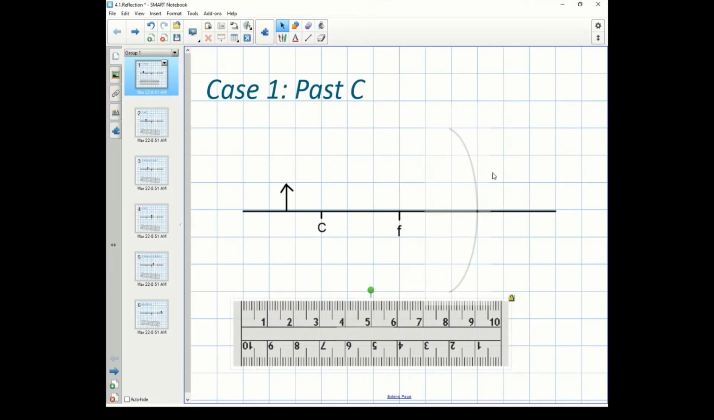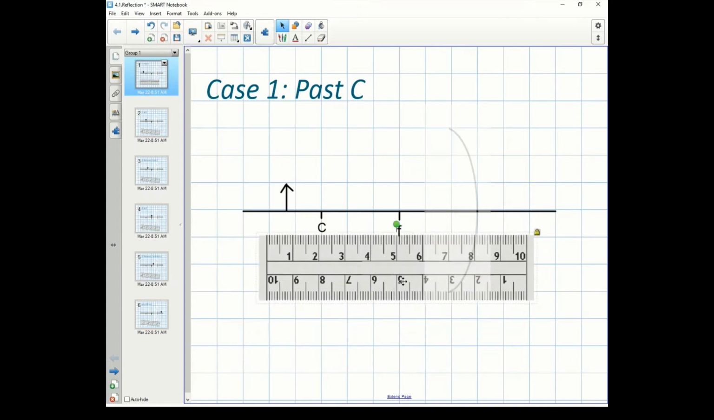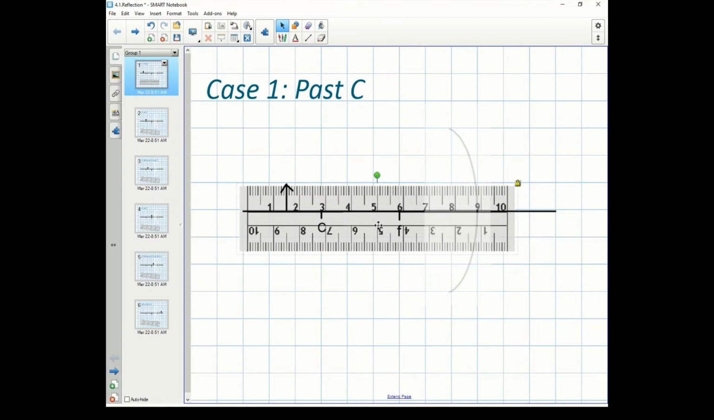Okay, so this is what a ray diagram looks like. You have your C, you have your F, you have your mirror here, and then this is our object here. So that would be like my hand when I was showing you that. And what we want to see is what the image of my hand is going to look like.